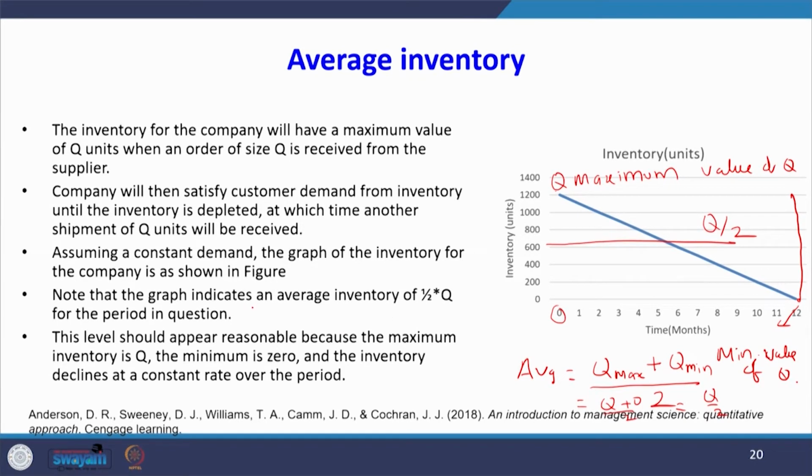Note that the graph indicates an average inventory of Q by 2 for the period in question. This level should appear reasonable because the maximum inventory is Q and the minimum is 0, and the inventory declines at a constant rate over the period. What is the formula for average? Maximum plus minimum upon 2. Q minimum is 0, so it is only Q by 2.